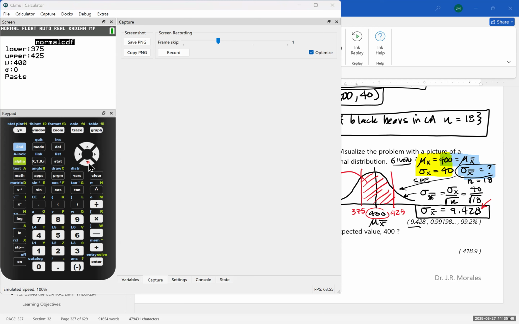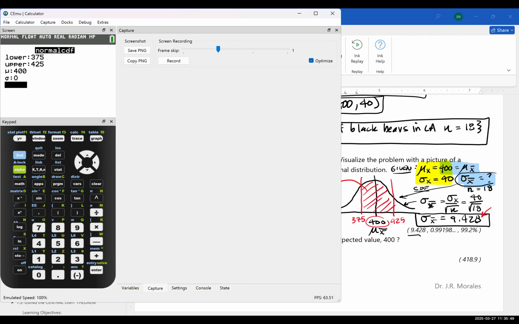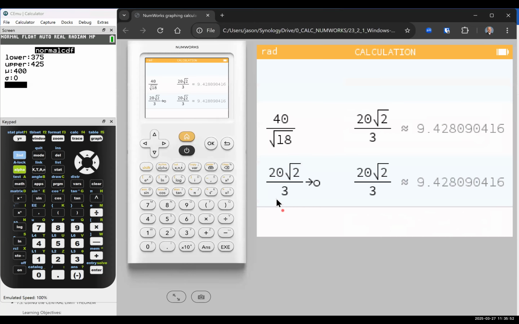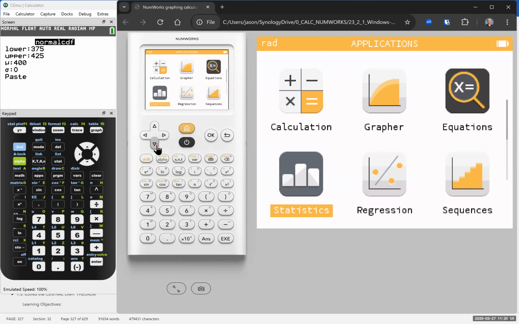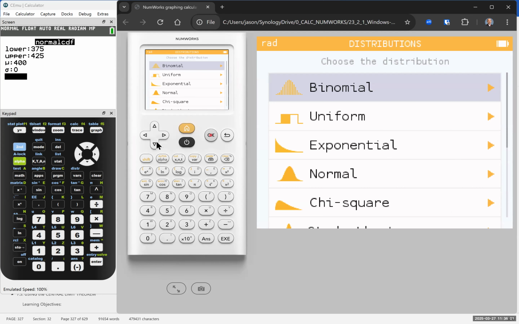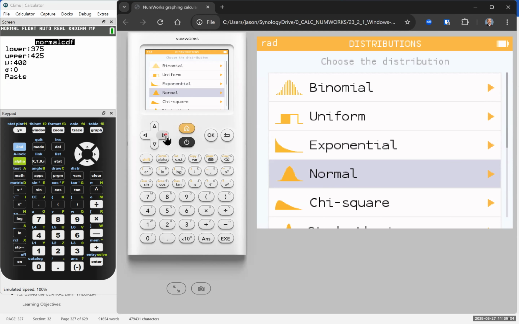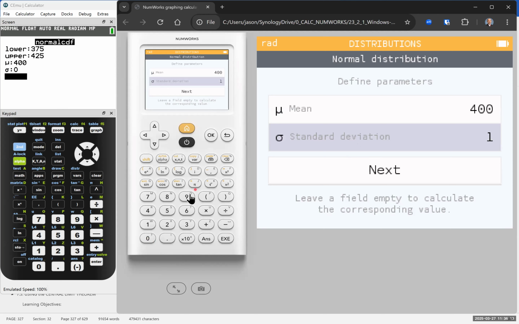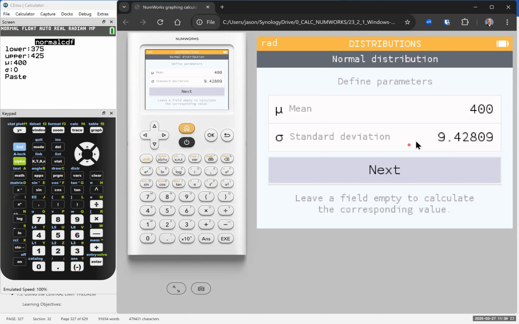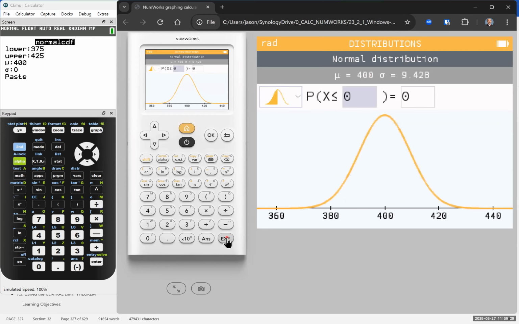Now, I'm not going to hit paste just yet because I want to use these numbers here for the NumWorks. So in order to get similar functionality, I want to hit the home button, go down to the distributions app, and we're dealing with a normal distribution. We've got a mean of 400, standard deviation, so I put that in lowercase o. I'm going to hit alpha and 9. That puts an O there. I didn't test this, but it looks like it's working just fine. Okay, and I'll hit next.